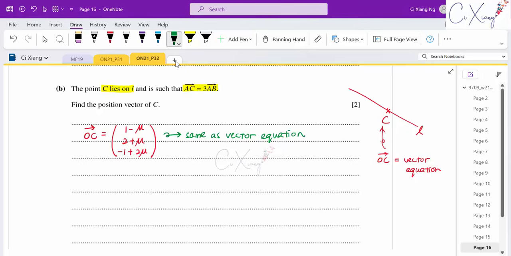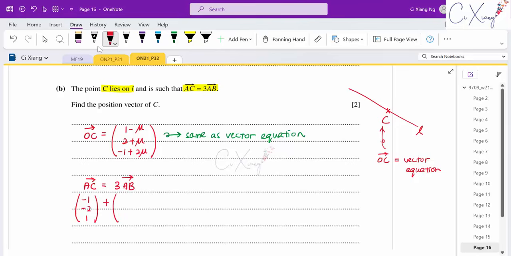All right. Okay, so I will let OC equals to the vector equation line L. But for me, I will just change the T become some other thing else. So I'll change it become mu. So I'm having 1 minus mu, 2 plus mu, and also -1 plus 2 mu. Okay, so just to emphasize here, this is same as the vector equation because the point C lies on the line L. Okay, so since you know OC equals to this particular vector already, right? So now I want to use this information to continue the calculation to get the position vector of C. AC equals to 3AB. By using all the vector provided here, AO is -1, -2, and 1, right?